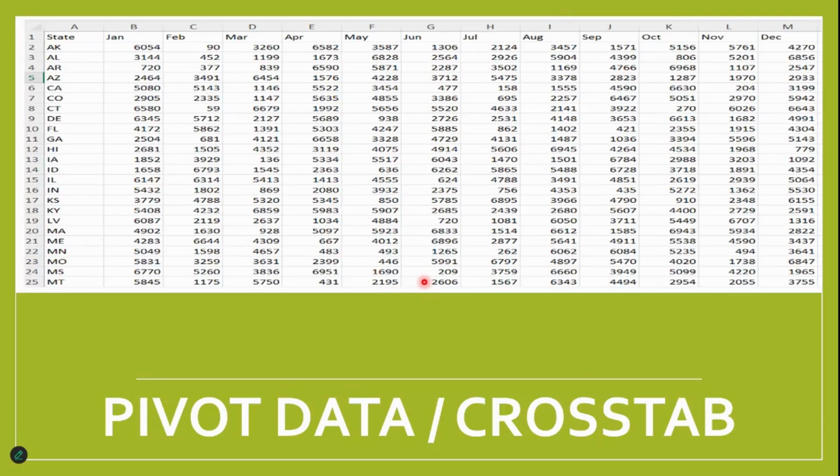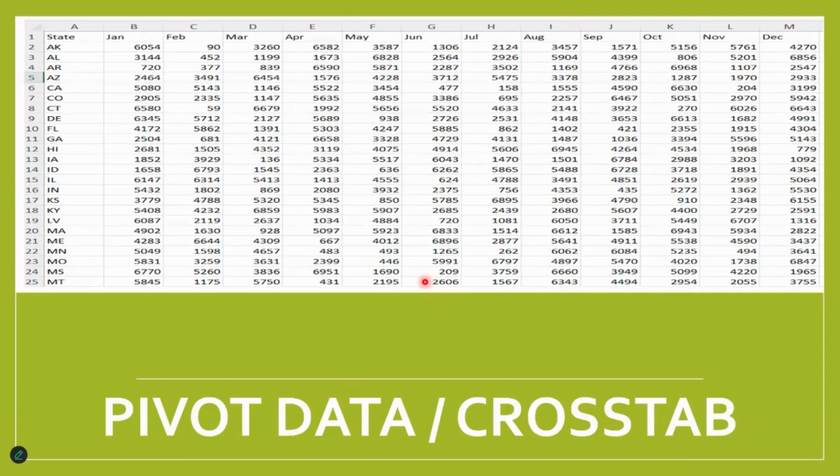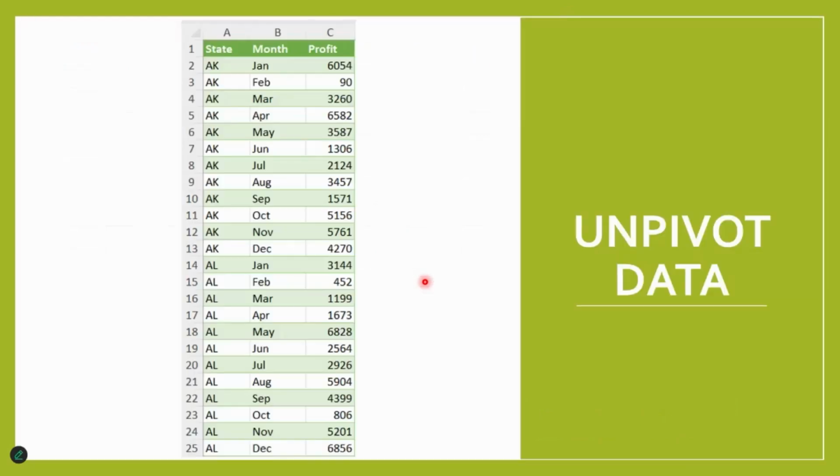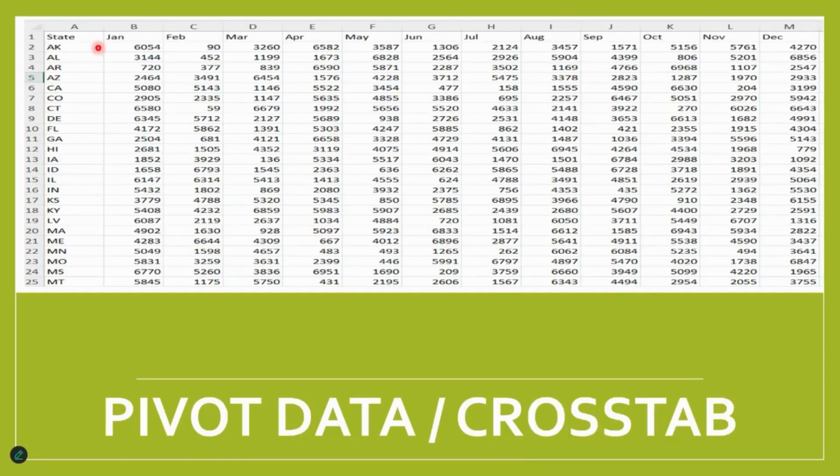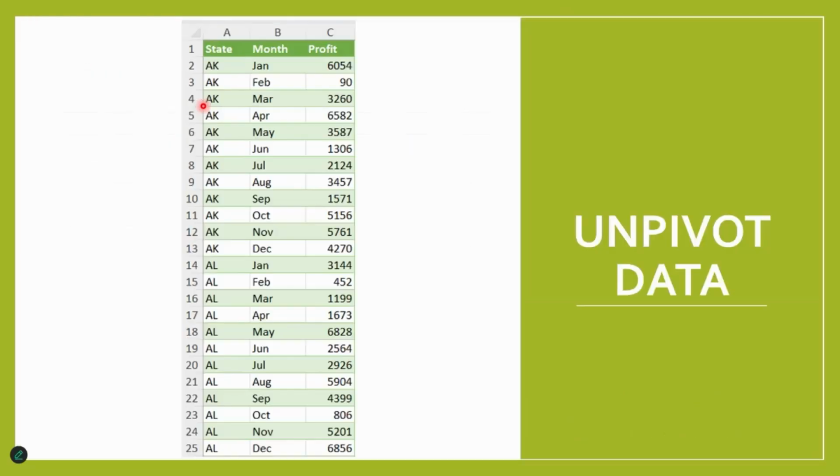This pivot data we want to unpivot. This cross tab we want to unpivot. So we want to bring it like this. We want state, and we want all the months in one column, and all the values that we are seeing here as one column called profit or sale or amount. See here, all these go in one column next to state, and all these values go in another column. We need only three columns for data analysis.